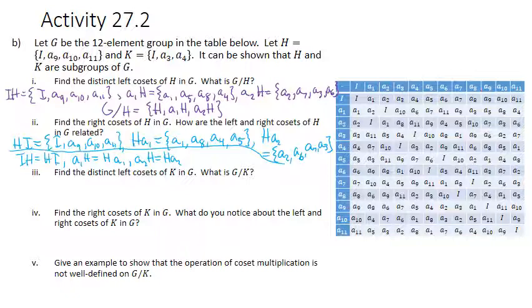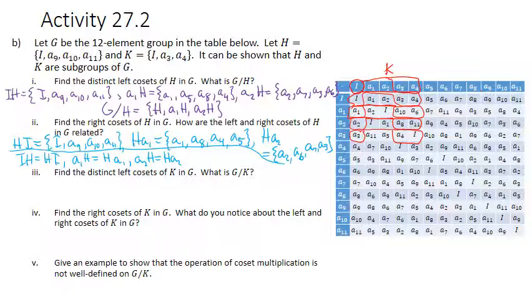Okay, so back to part 3. Find the distinct left cosets of K in G. K is going to be, for left cosets we're looking up here, I, A3 and A4. So that is K. And then the distinct left cosets, there's this one, this one, and then this one, and I think we're going to need 4 of them because there are 12 elements in this set, and this subgroup is only 3 elements.